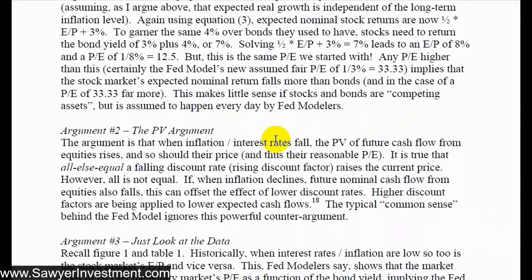So let's go down to the present value argument. It's argument number 2 here. So the thought is that changes in inflation and therefore interest rates should change the present value of cash flows because that's the denominator in the formula. And so that should change the value of the stock and therefore its price and further its PE ratio. So if interest rates go down, then the present value of the future cash flows should go up, and so therefore the price should go up as well, and so should the PE ratio. And that's true, all else equal, but in fact all else is not equal in this scenario. Because the thing is, as inflation declines, so do the future cash flows due to the reduction in the earnings growth rate. So the reduction in the discount rate should be matched by a reduction in the cash flow rate as well. So the Fed modelers are not taking into account this change in cash flow that's affected by changes in inflation.